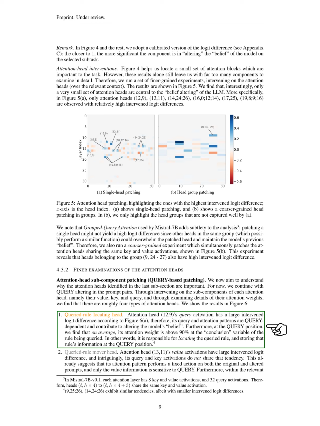Next, we look at the queried rule mover head. Attention head 13, 11 shows a large difference in its value activations, while its query and key activations do not exhibit the same pattern. This suggests that its attention pattern consistently acts on both original and altered prompts, with only the value information being sensitive to the query. In the relevant context, this head allocates over 50% of its attention to the query position, with its attention weight at query being about 10 times greater than the next highest.